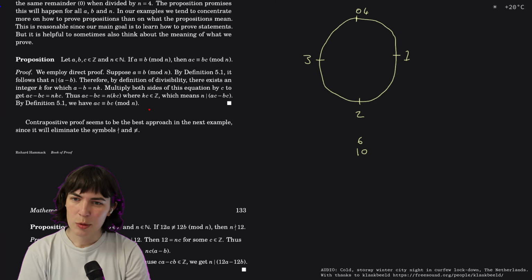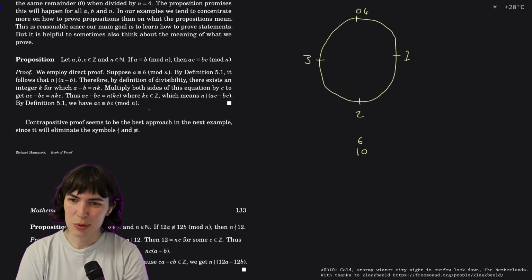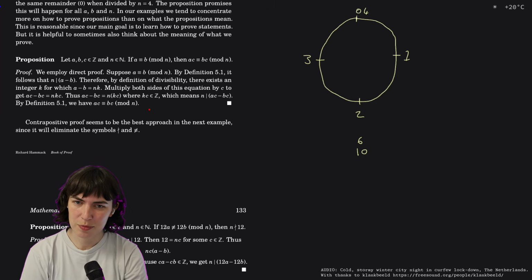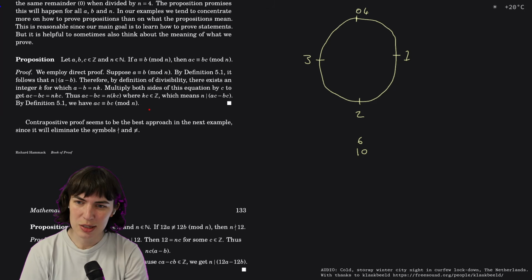Okay. We employ direct proof. Suppose a is congruent to b mod n. By definition 5.1, it follows that n divides a minus b. Therefore, by definition of divisibility, there exists an integer k for which a minus b is equal to nk. Multiply both sides of the equation by c to get ac minus bc equals nkc. Thus, ac minus bc equals nkc, where kc is in the integers, which means n divides ac minus bc. By definition 5.1, we have ac is congruent to bc.